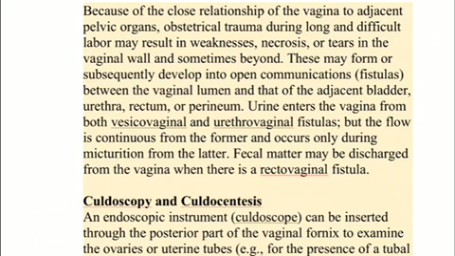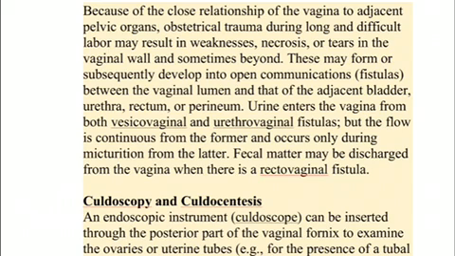Urine enters the vagina from both vesico-vaginal and urethro-vaginal fistulas. But the flow is continuous when it's a case of vesico-vaginal fistula. Then, when it's a case of urethro-vaginal fistula, the flow occurs during micturition. Fecal matter may be discharged from the vagina when there is a recto-vaginal fistula.